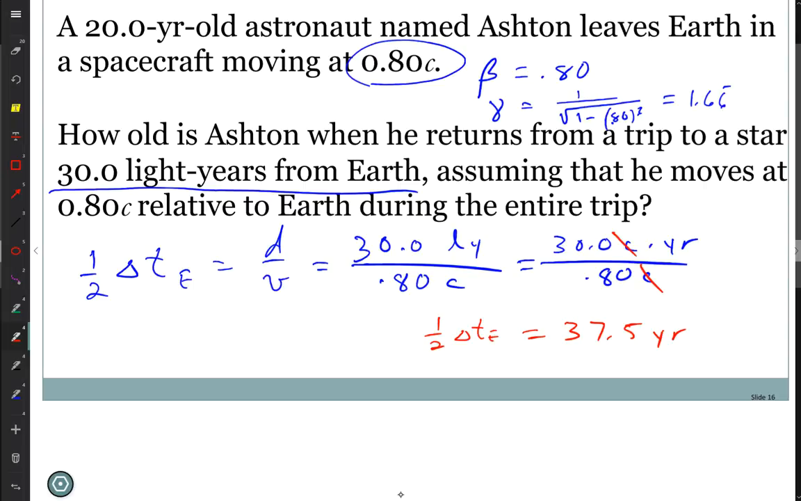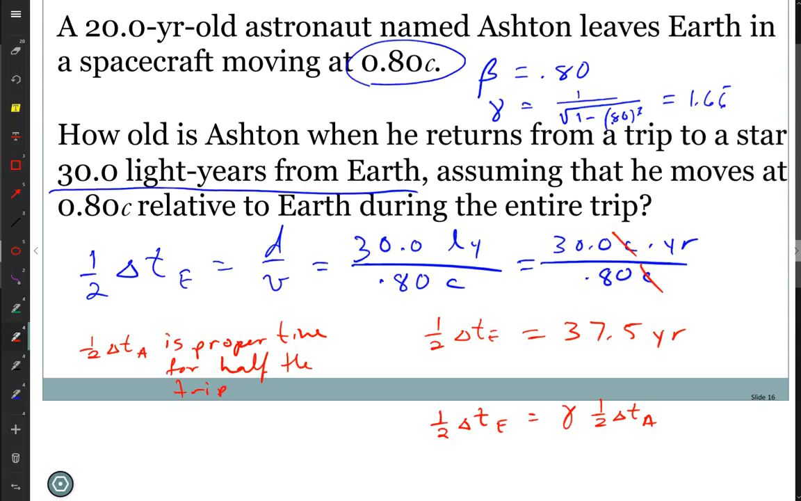And so we're going to have 1/2 delta time Earth is equal to gamma times 1/2 delta time for the astronaut, by using our time dilation equation and recognizing that 1/2 delta time astronaut is proper time for half the trip. Because that was exactly what we had in the previous problem.